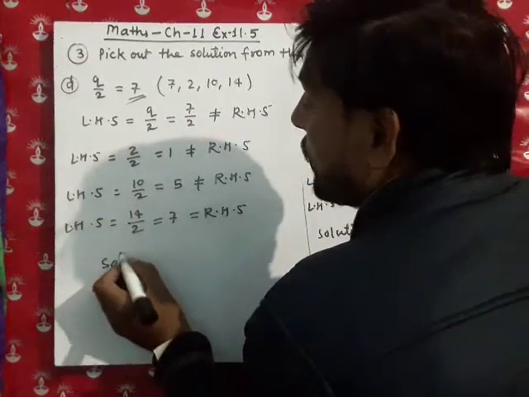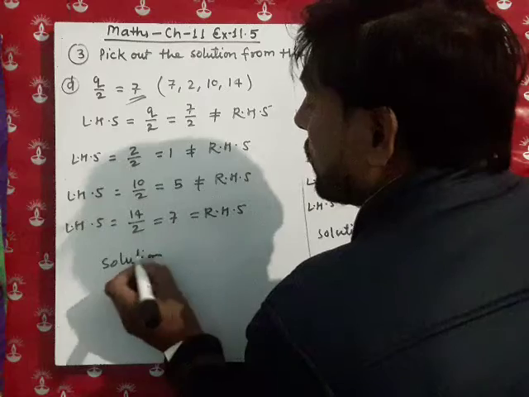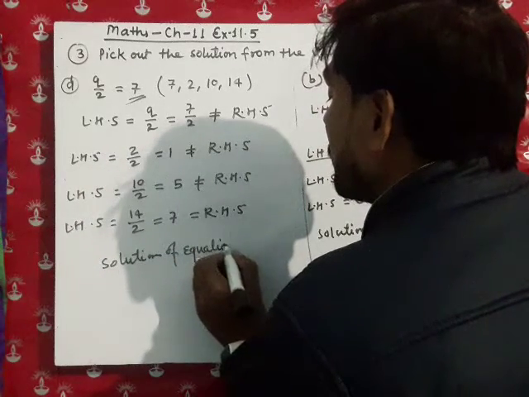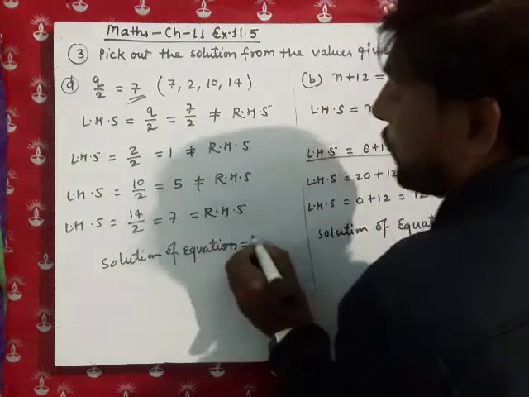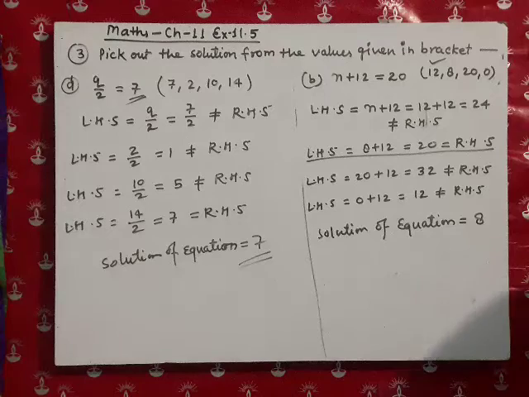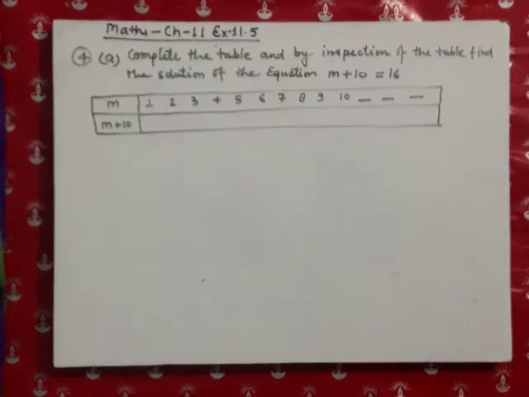So the solution of the equation is 7. So here the answer is 7. Now I am going to the next question. You have to do the remaining part of this question by yourself.